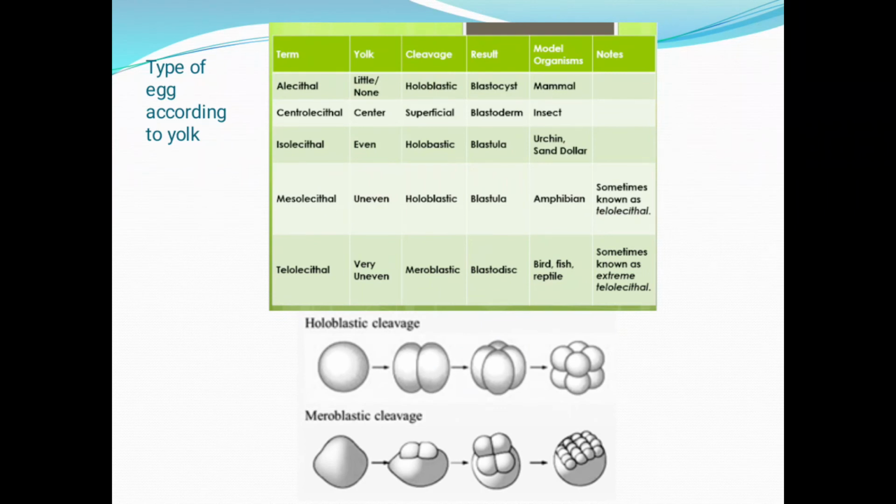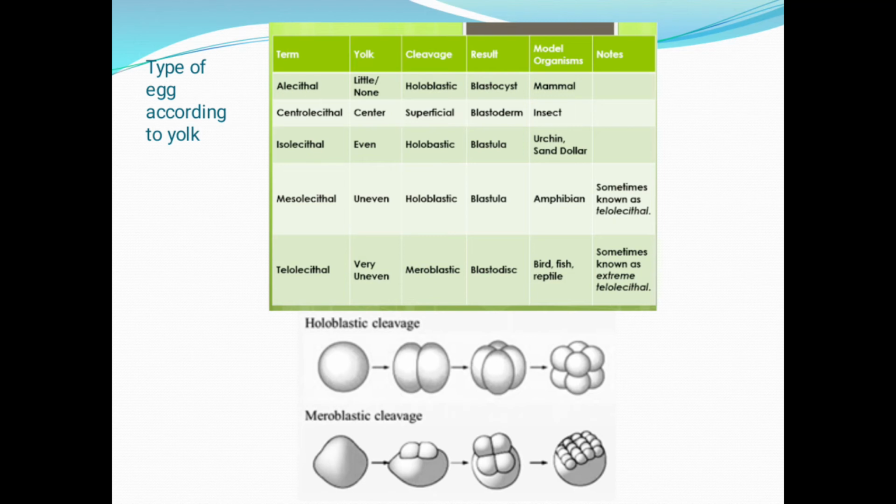Now the types of egg according to yolk. Number 1 is the alecithal egg. In an alecithal egg, yolk is very little or none. The type of cleavage in this type of egg is holoblastic cleavage, for example in mammals. The second is the centrolecithal egg. In a centrolecithal egg, yolk is present at the center, and the type of cleavage is superficial cleavage, for example in insects.